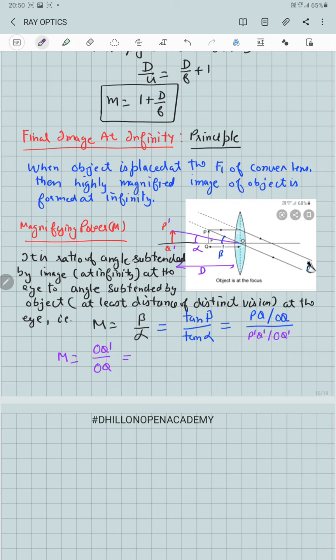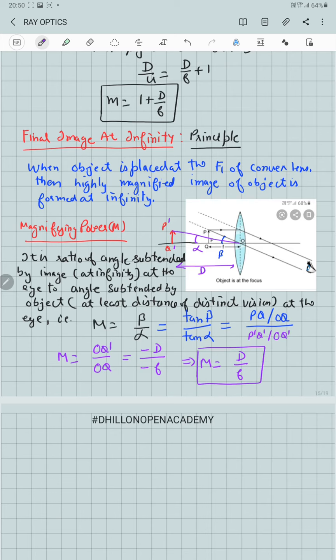Now OQ dash is the position of the object according to sign convention. It will be equal to minus D. OQ is the position of the object at the principal focus, so it will be equal to minus f. The minus signs get cancelled. M is equal to D by f. So this will be the magnifying power when the final image is formed at infinity.